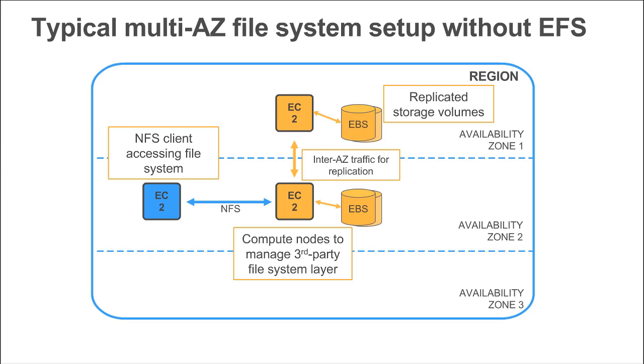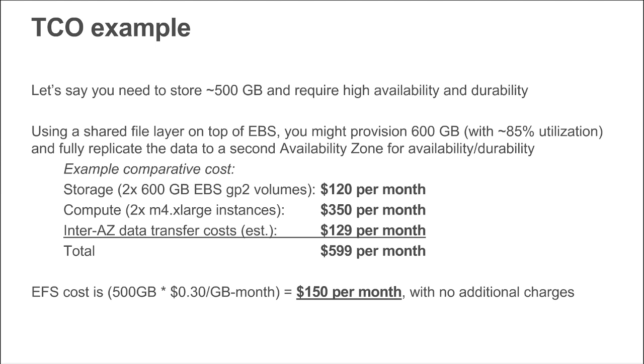So what would this come out to in terms of total cost? Well, let's say that you need to store around 500 gigabytes and you require high availability and high durability. So you want to have your data stored in at least two AZs. So using a shared file layer like we talked about on top of EBS, you'd probably provision at least 600 gigabyte EBS volumes, and you would fully replicate the data to a second AZ. And so just the EBS storage would be $120 per month. So you're paying for 600 gigabytes times 2.